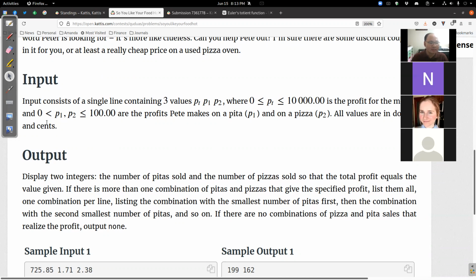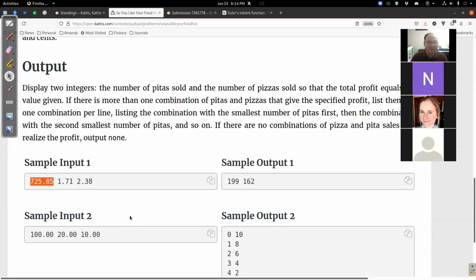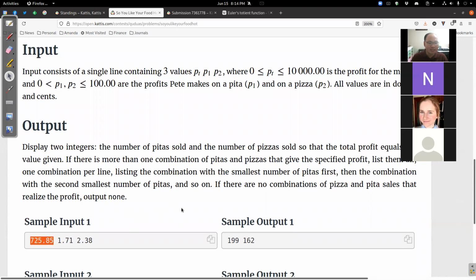Okay, and then the individual things that you can sell potentially to get these profits, it says that the first type of thing that you sell can make you $1.71. The second one can make you $2.38. So knowing that you made a total of this much, how many of each did you sell? And if there's exactly one combination, so here, if you sell 199 of the first type, 162 of the second type, it works out to be this one.